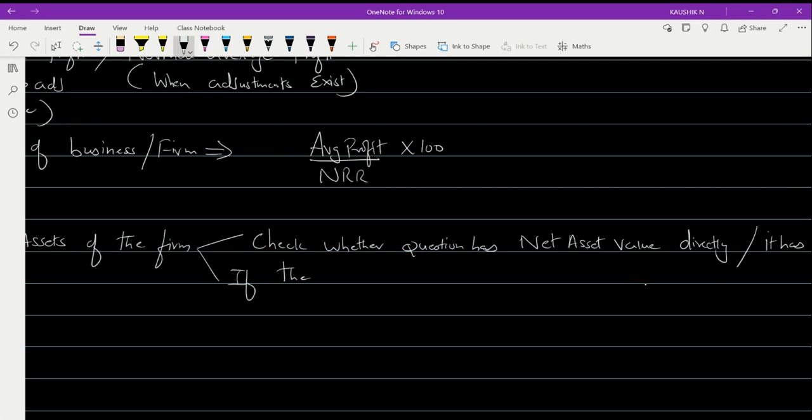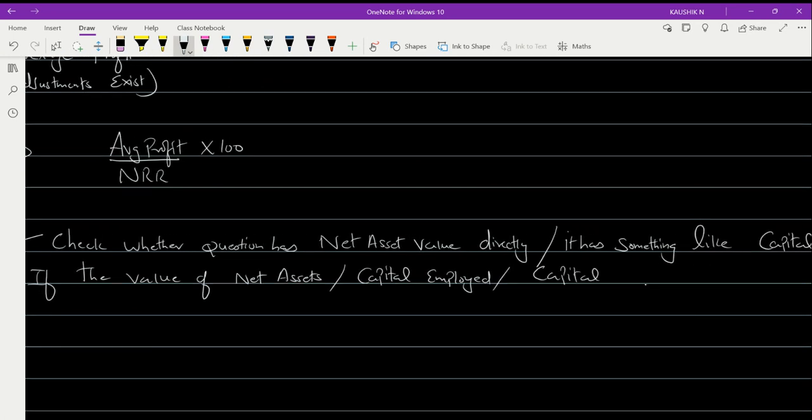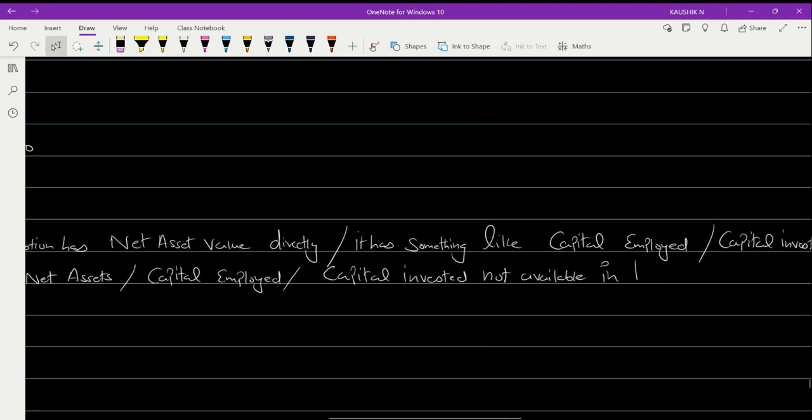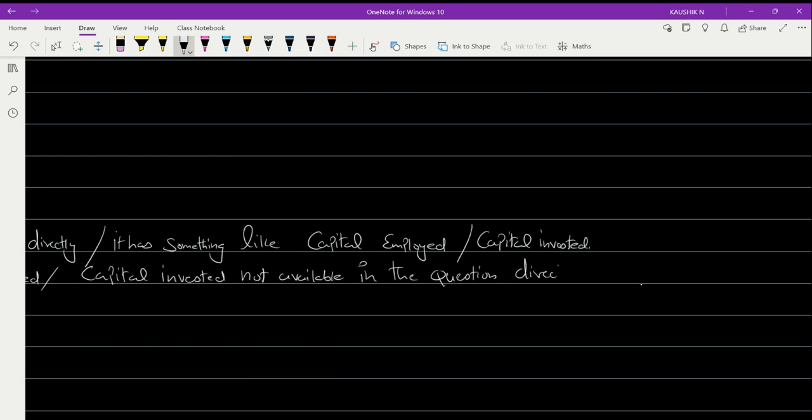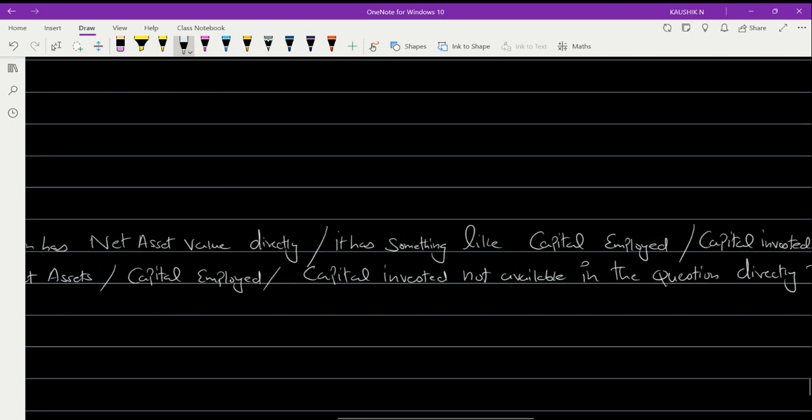So if the value of net assets or capital employed or capital invested is not available in the question directly, then use the below formula. What is that formula?